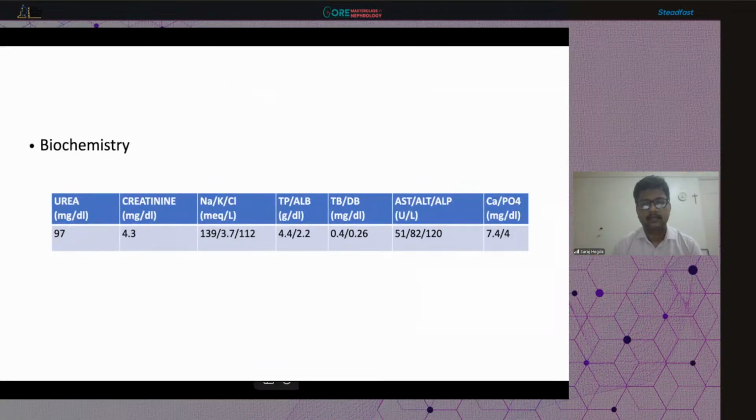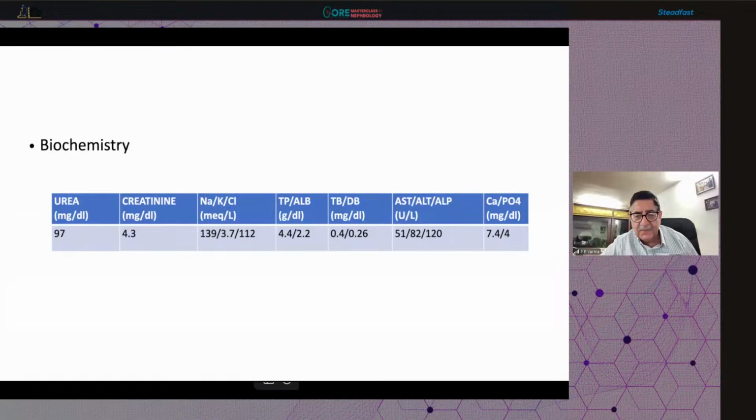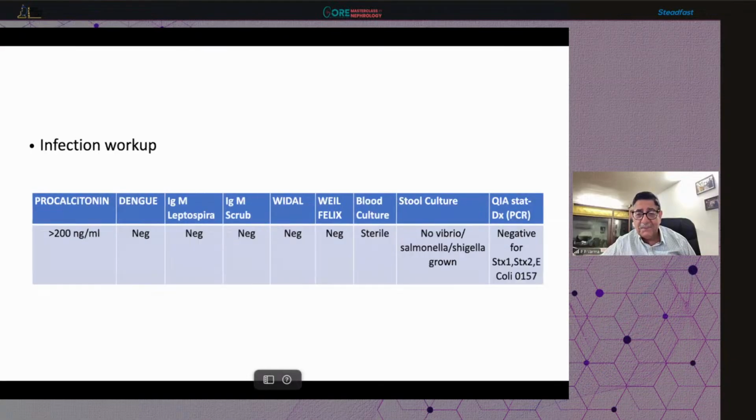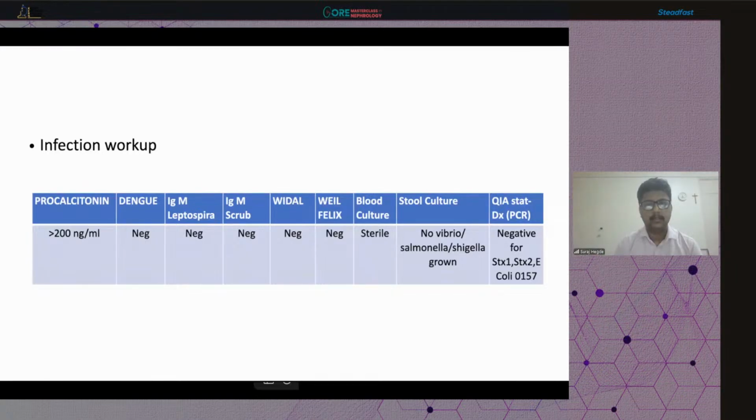Nothing great here. The bilirubin is elevated, and ALT is mildly elevated, a feature of intravascular hemolysis. Next one. What is the positive thing here? Serum procalcitonin is significantly elevated, more than 200 nanogram per ml.